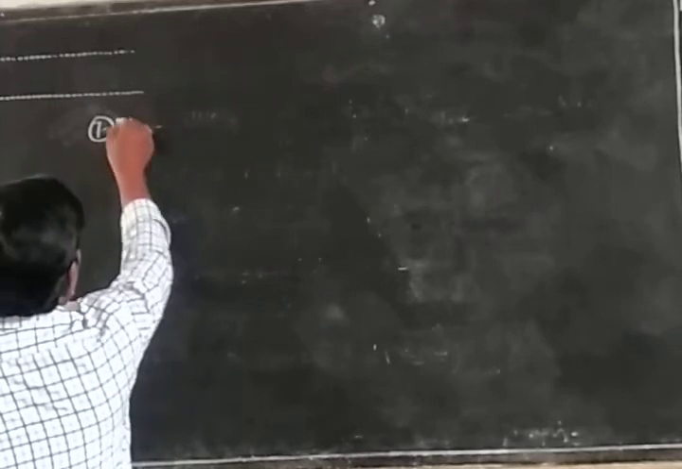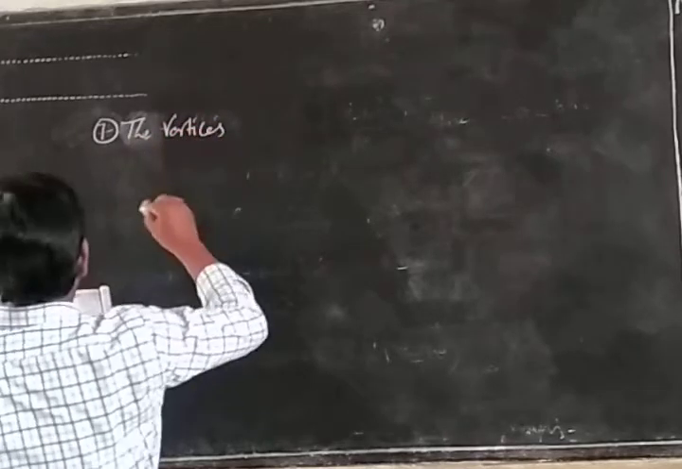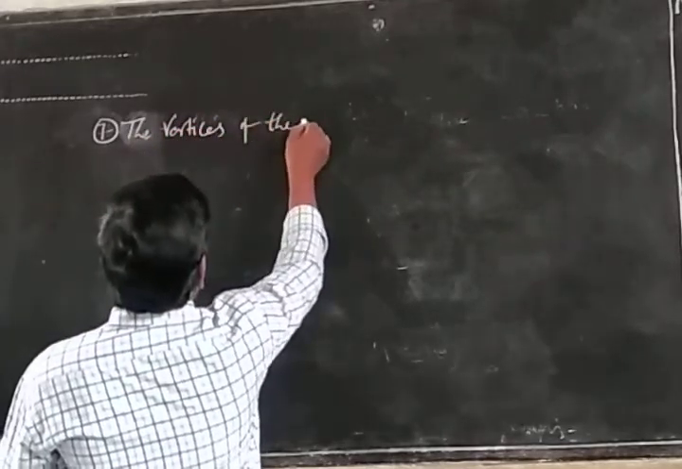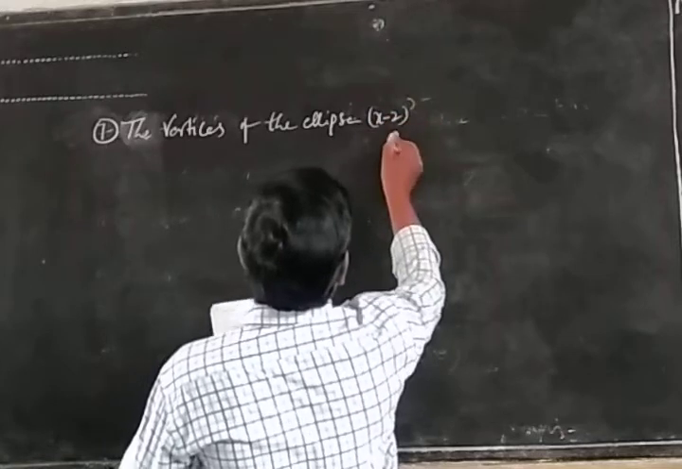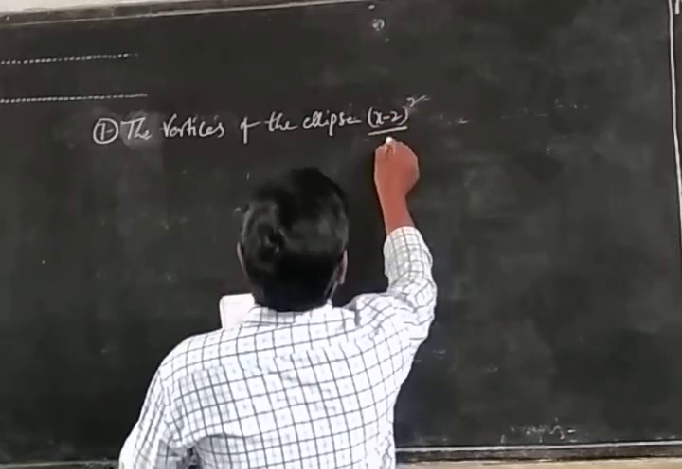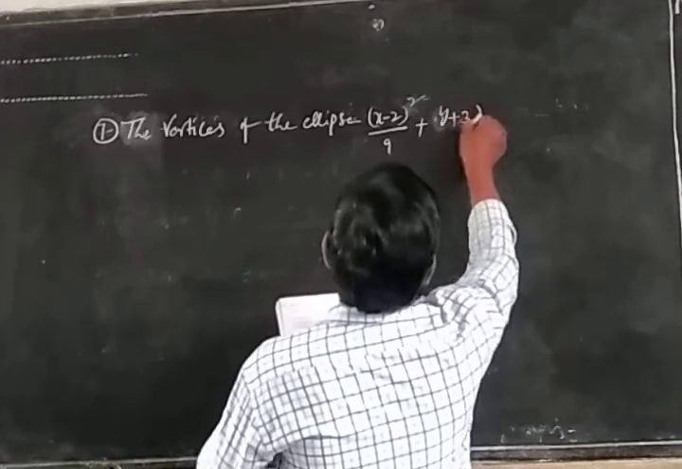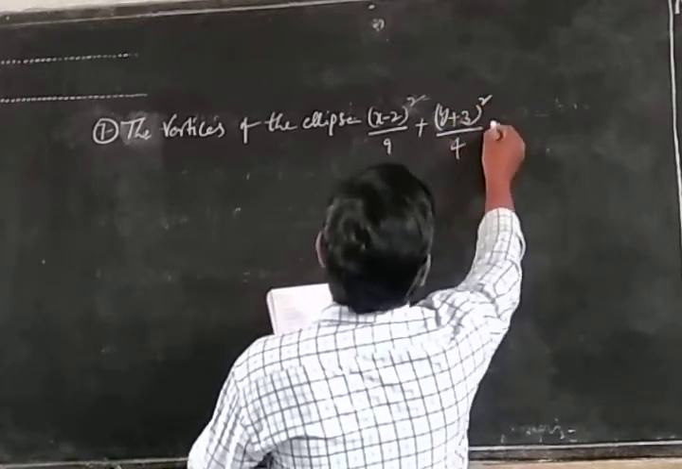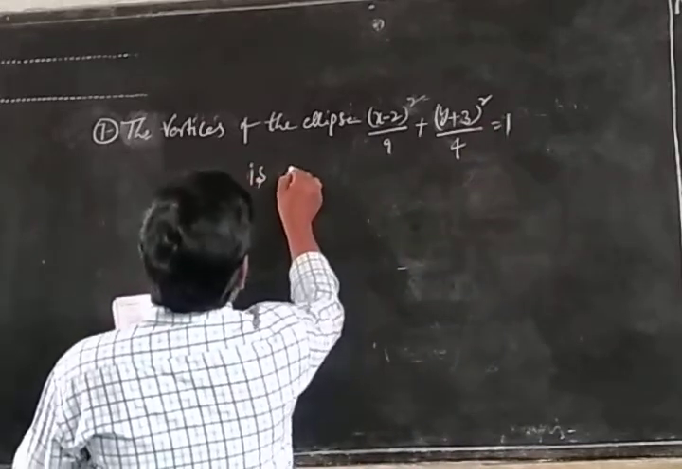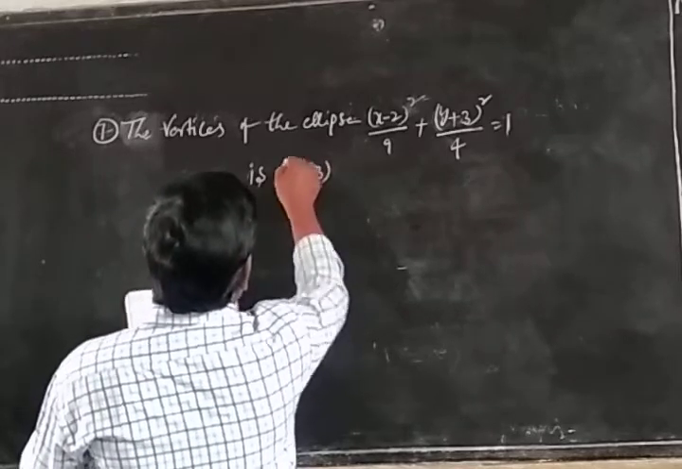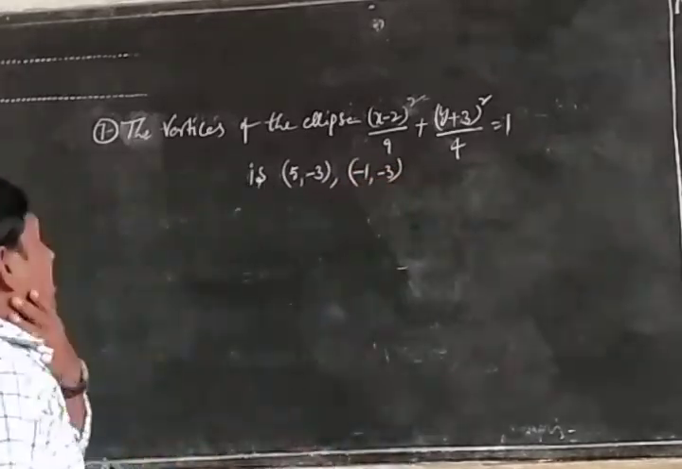The vertices of the ellipse (x minus 2) whole square by 9 plus (y plus 3) whole square by 4 equal to 1 are 5 comma minus 3 and minus 1 comma minus 3. Okay, check whether this is correct or wrong.